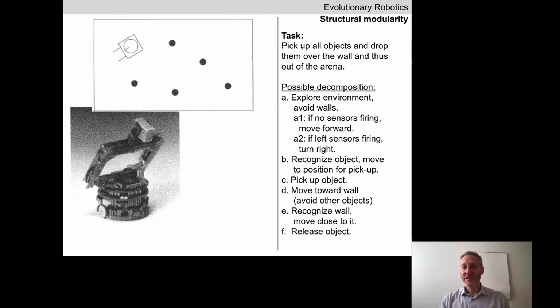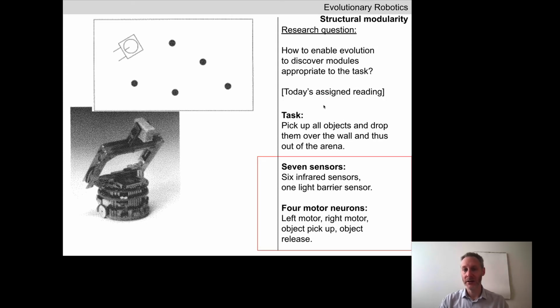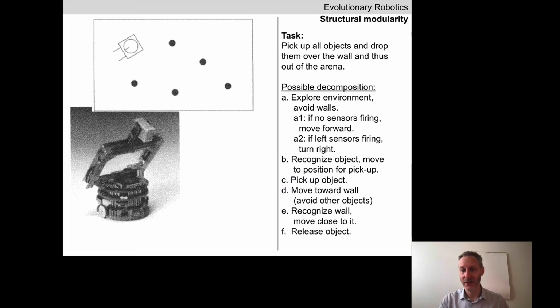Okay, if you think about this task, pick up all the objects and drop them over the wall and out of the arena, you can imagine different ways of carving up this task into different subtasks. Here's one way in which we carve it up into 1, 2, 3, 4, 5, 6 different subtasks. First subtask is explore the environment and avoid the walls. You can imagine creating or setting synaptic weights to create a more or less simple Braitenberg vehicle that will turn away from strongly firing left infrared sensors, and it will turn to the left if the right infrared sensors are firing strongly. So that's A.